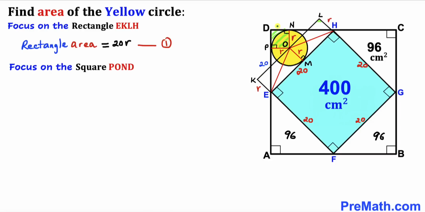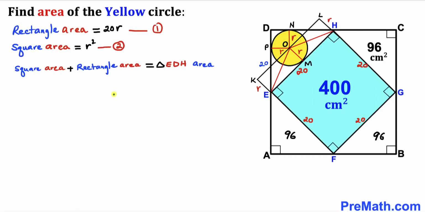And here's our next step. Let's focus on this square POND. Its side lengths are r and r as well. And now let's recall the area of a square formula. Area equals s square, where s is the side length of the square. And in our case, our side length is lowercase r. So the area of this square POND is going to be r square. Let me go ahead and call this our equation number 2.